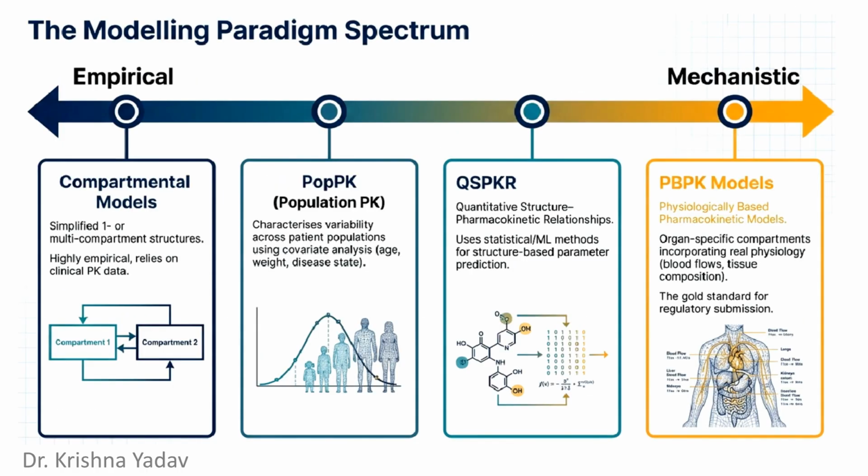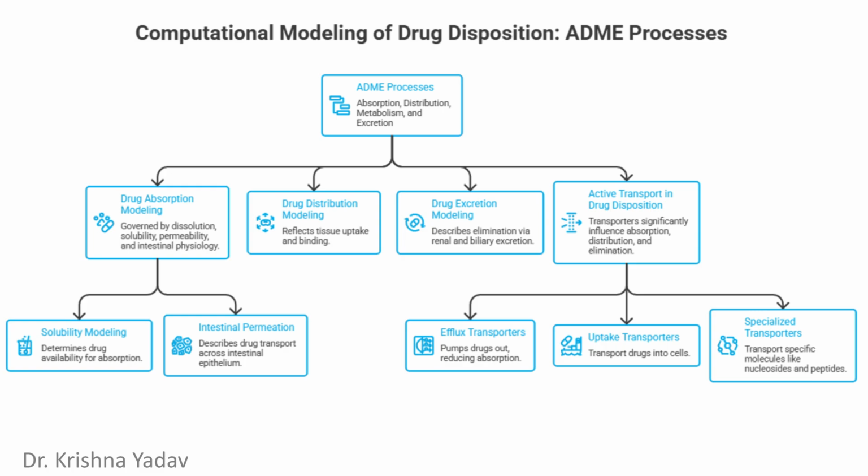The modeling paradigm spectrum ranges from empirical to mechanistic approaches. This includes compartmental models, population PK, QSPKR, and PBPK models, each serving different purposes, from simplified clinical data reliance to detailed, physiologically based predictions. Computational modeling of drug disposition involves various ADME processes. Key areas include modeling drug absorption, distribution, excretion, and active transport, with sub-processes like solubility, intestinal permeation, and transporter actions.